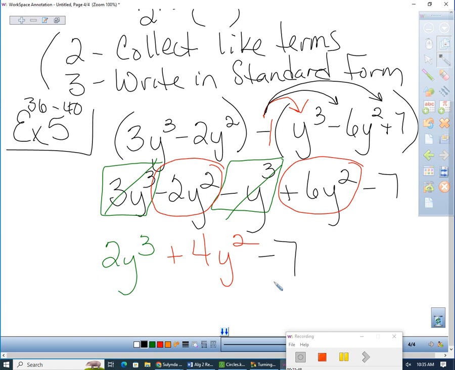Bonus question if I wanted to classify this. Go to the highest degree. What's the word for 3? Cubic. And it's 1, 2, 3 terms, so that's perfect.